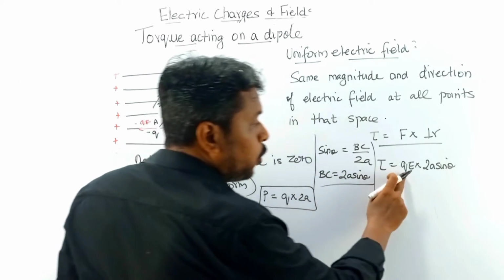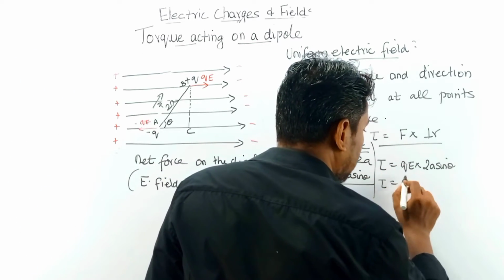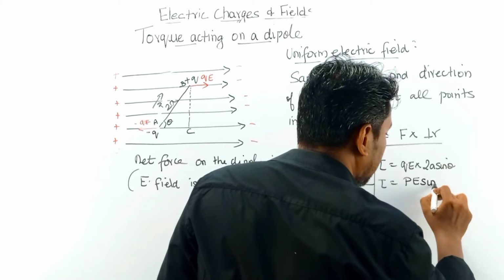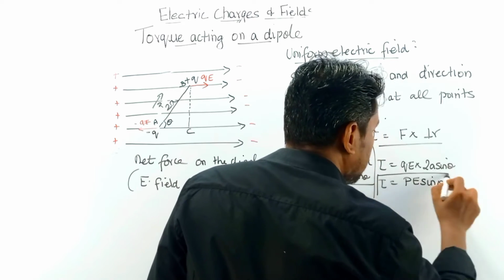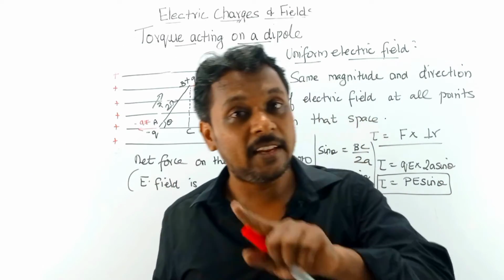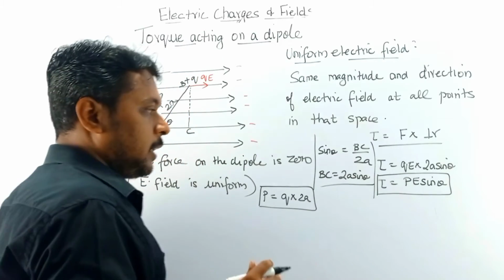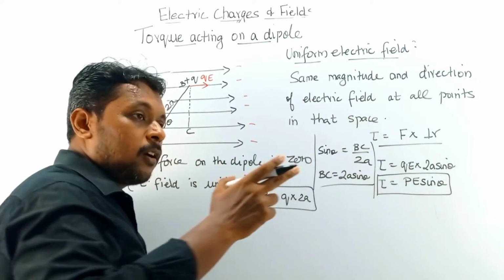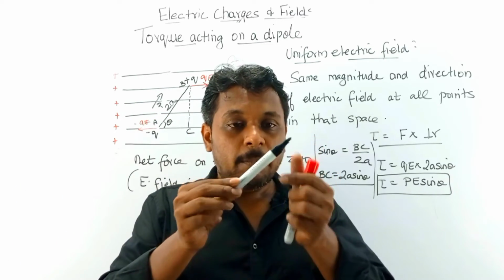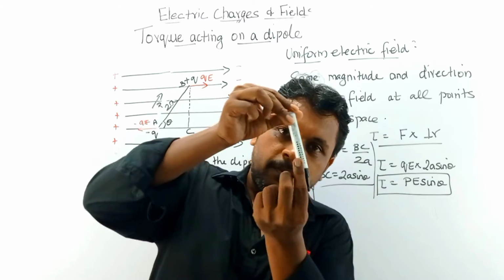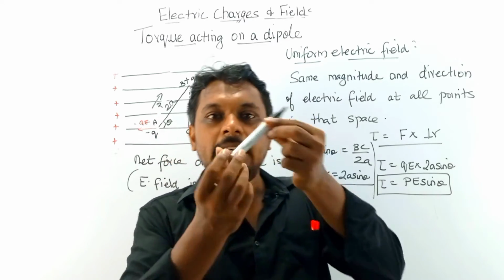So instead of Q into 2A from this formula, you could replace it by Q 2A by P. So E sine theta. This is the expression for the value of the torque. Tau is equal to P E sine theta. So the torque depends on the P and electric field and also theta. Depending on the value of theta, the torque varies.